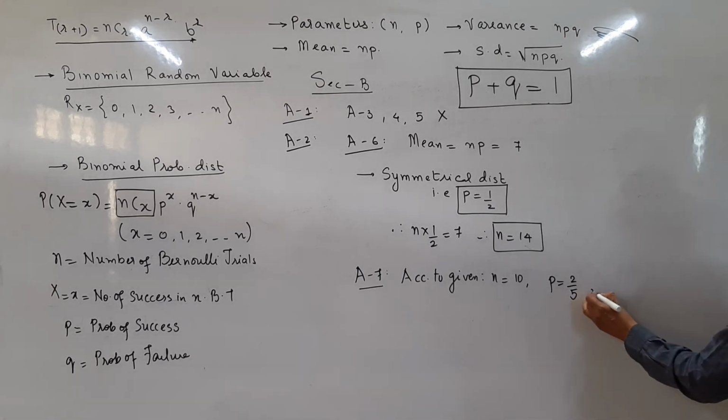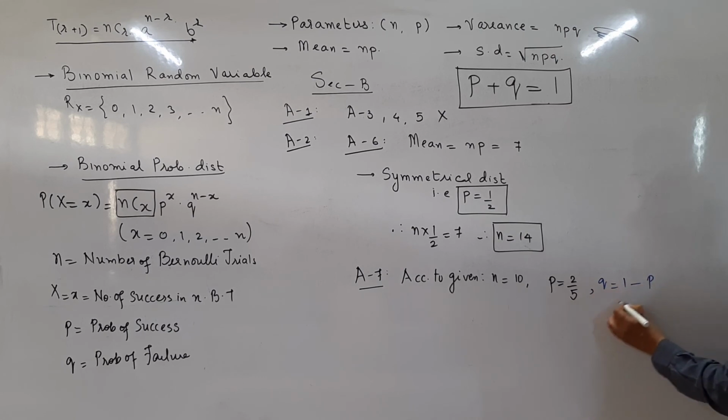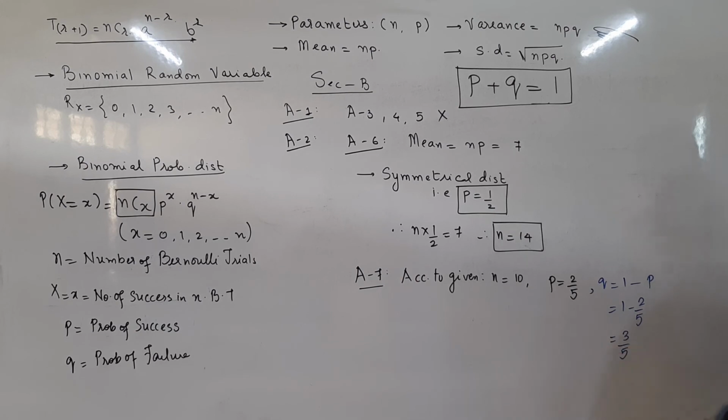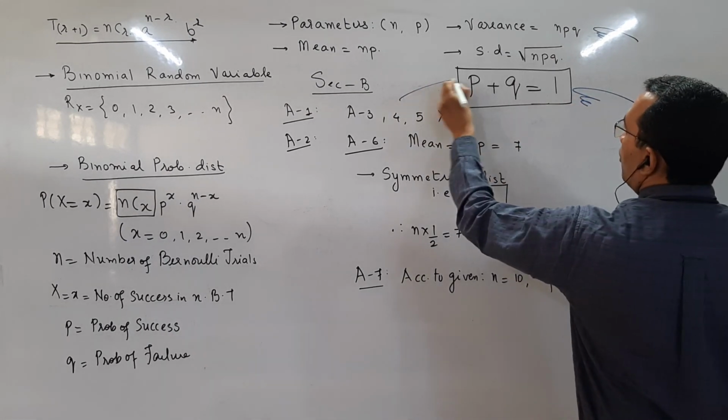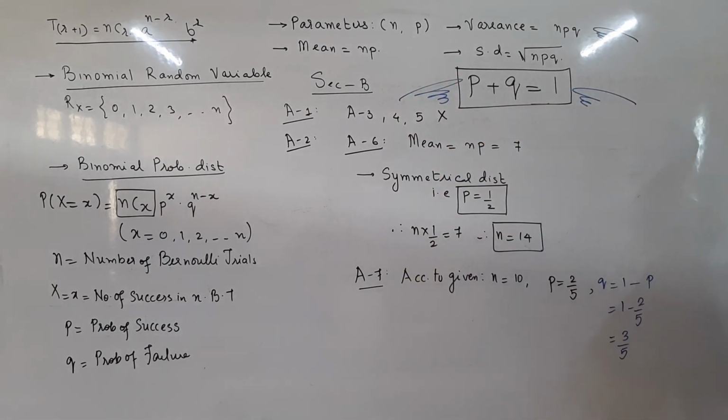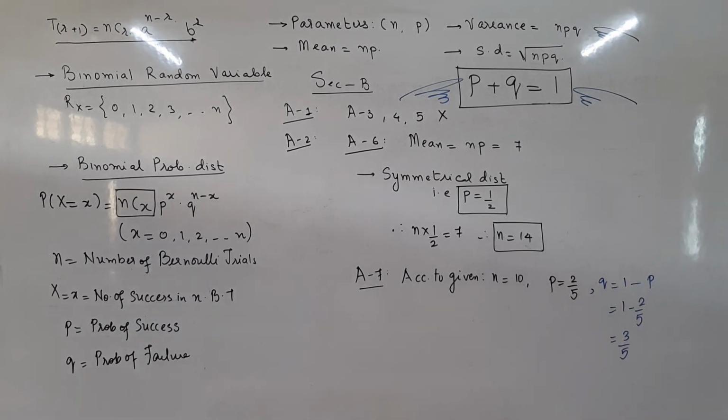So we can write Q will be 1 minus P, 1 minus 2 by 5. Take LCM, so 3 by 5. So, the hidden, inbuilt information which we have to always accept is P plus Q is equal to 1. Intentionally, students, I did not write this in the list of formulas because this is to be understood when applied.